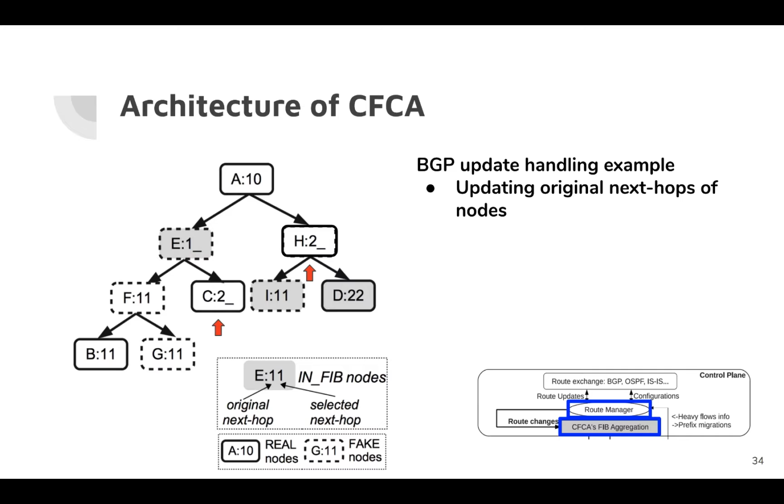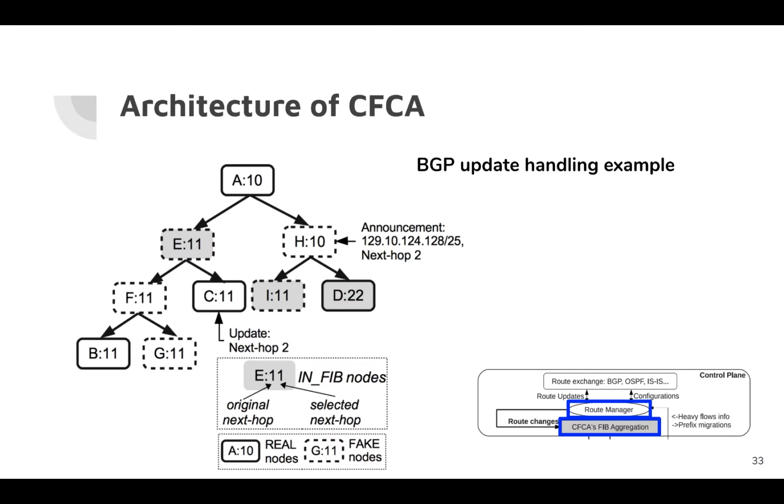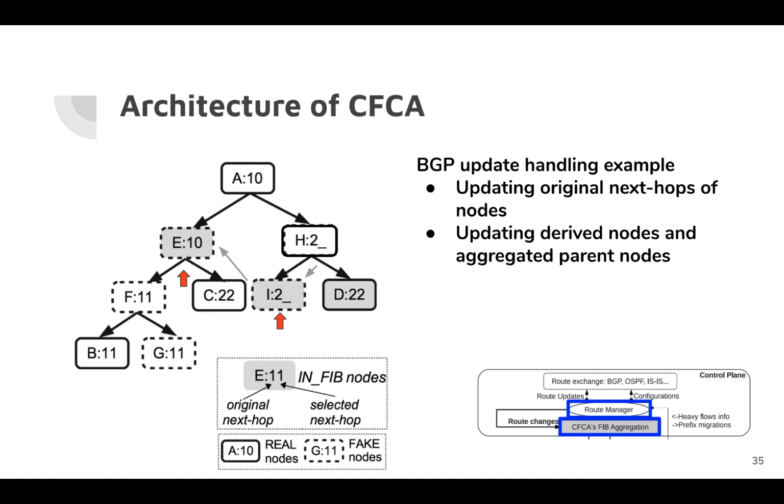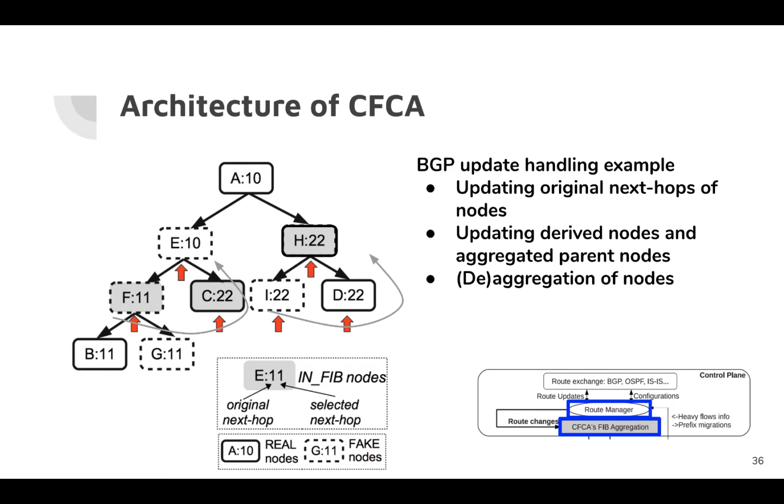After the nodes updated themselves, as you can see, C and H just changed their original next hops. CFCA needs to update the aggregated parent node of C and the derived node for H. Now F and C have different next hops, and they must be disaggregated and converted into the points of aggregation. On the contrary, I and D merge into H since they have the same selected next hop.